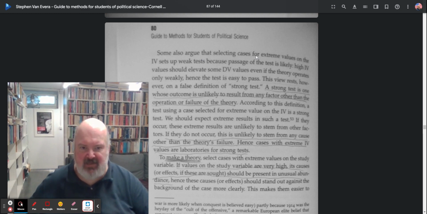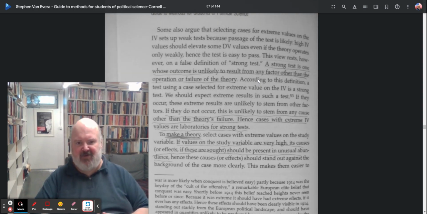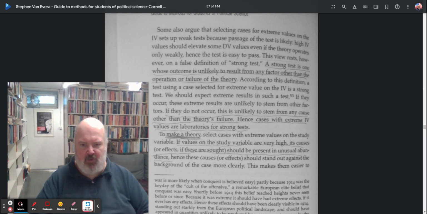Some argue that selecting cases from extreme values on the IV sets up weak tests because passage of the test is very likely. A high IV value should elevate some DV value even if the theory operates only weakly. Hence, the test is easy to pass. This view rests, however, on a false definition of strong test. A strong test is one whose outcome is unlikely to result from any factor other than the operation or failure of the theory. According to this definition, a test using a case selected for extreme values on the IV is a strong test.